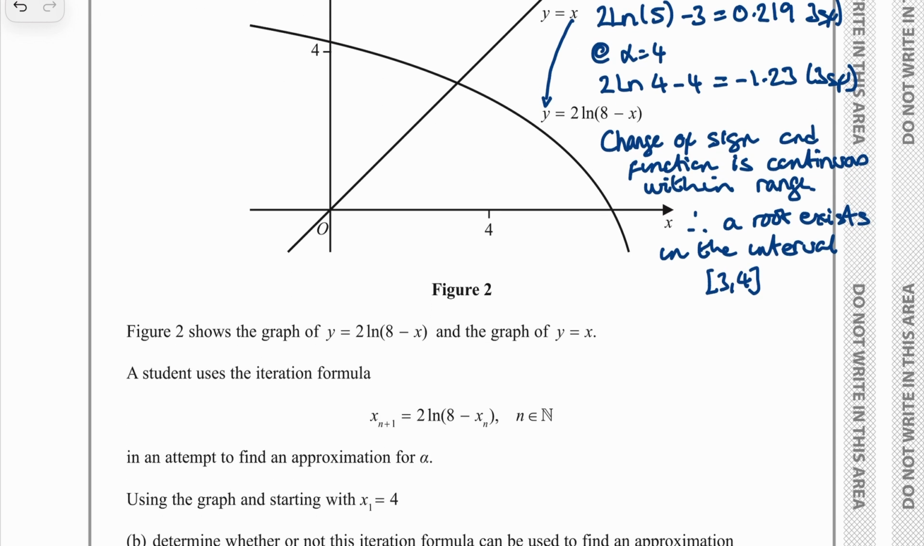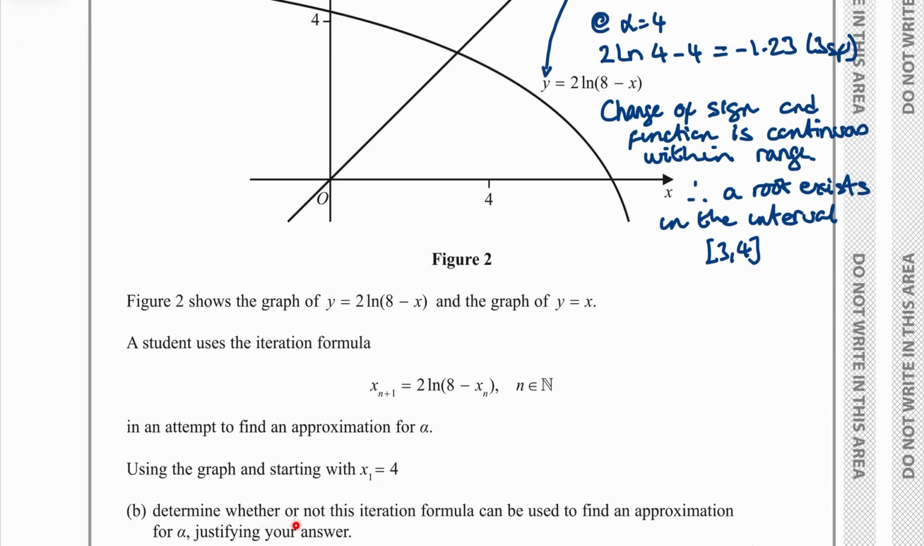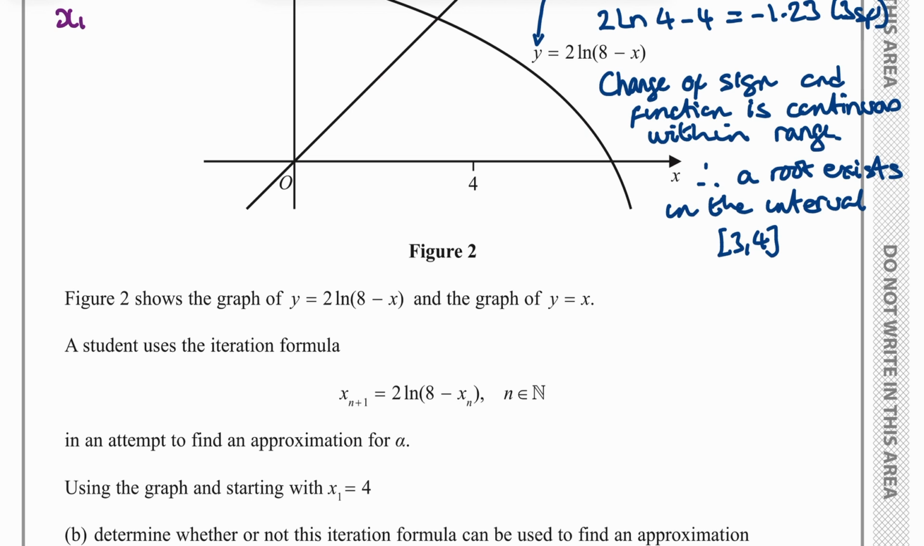And then for part B, figure 2 shows the graph of y equals 2 times the natural log of 8 minus x and the graph of y equals x. Our student uses this iteration formula in an attempt to find an approximation for alpha. Using the graph, starting with x1 equals 4, determine whether or not this iteration formula can be used as an approximation for alpha, justifying your answer. So we know that x1 is 4.